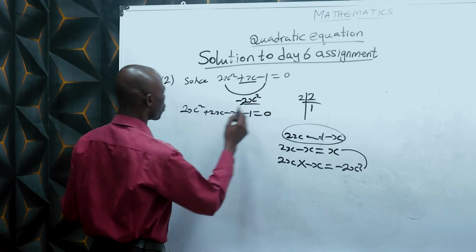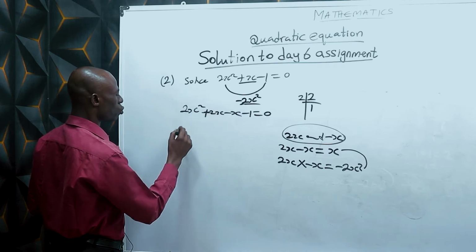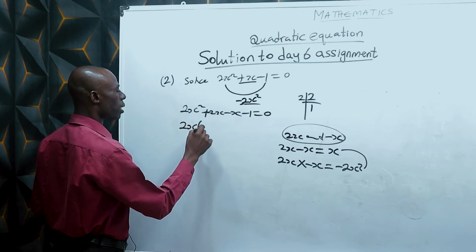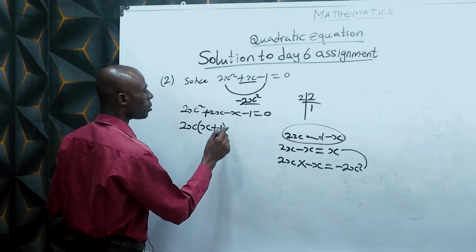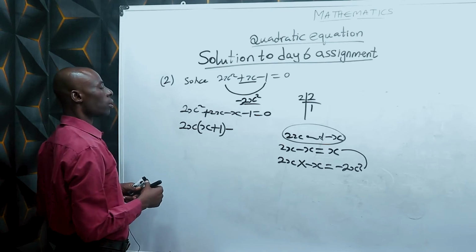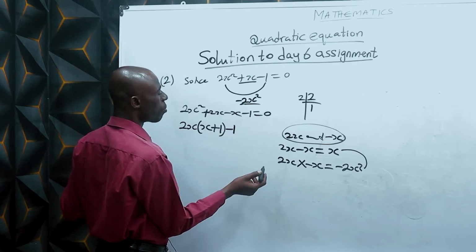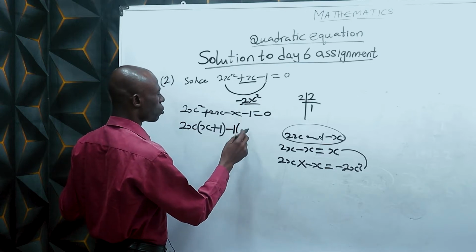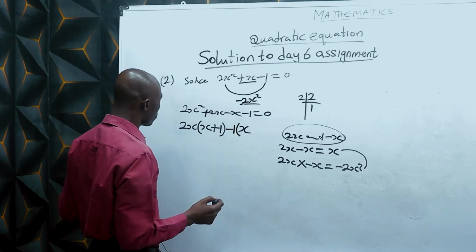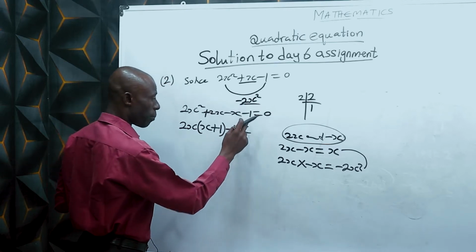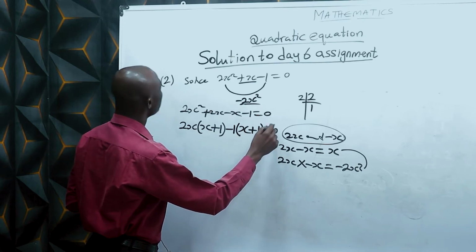Minus 1 equals 0. What is common to these two? 2x. 2x into x plus 1. 2x into x, 1. Minus. What is common there? 1. Minus 1 is common. Bring it out. Use minus 1 to divide minus x, you get positive x. Use minus 1 to divide minus 1, you get positive 1. Answer is 0.